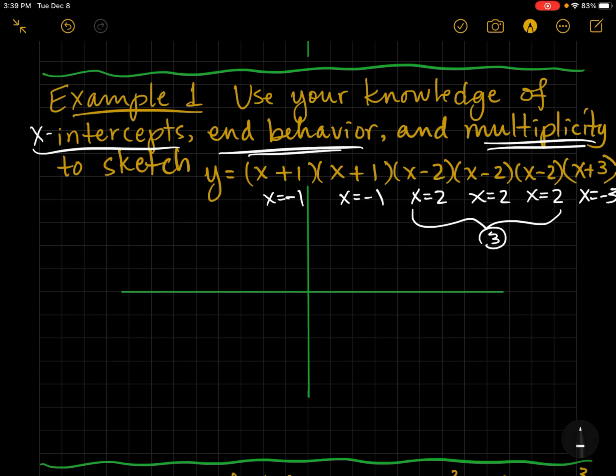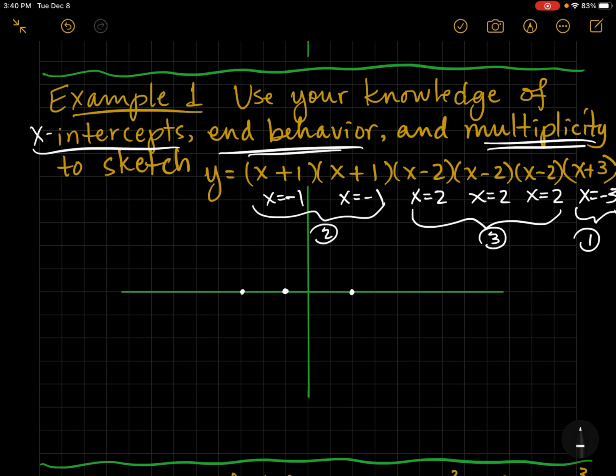Notice that this one occurred 3 times, so that has multiplicity 3. Now we have negative 1 that occurred twice, so that's multiplicity 2. And this one has multiplicity 1. It only occurred 1 time. So what I'm going to do is put a point at negative 1, a point at positive 2, and a point at negative 3. Those are our intercepts, and we're going to look at the multiplicity.